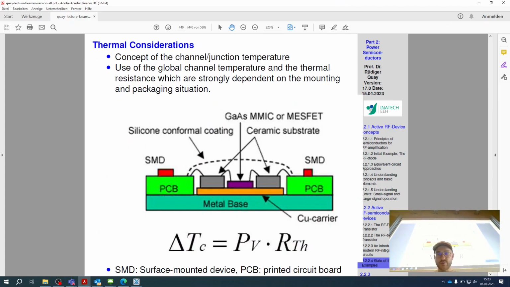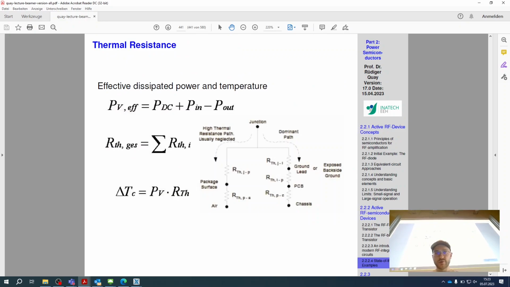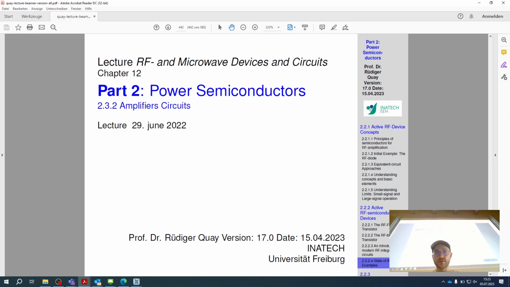We talked about the temperature distribution, the importance of that, and the respective channel temperature, which is dependent not only on the device but also on the packaging of the device. So you not only have added thermal resistances due to the device only, but also due to the packaging that you apply to the device.